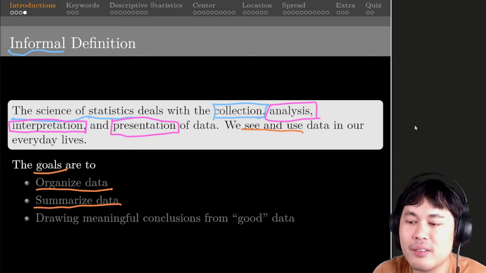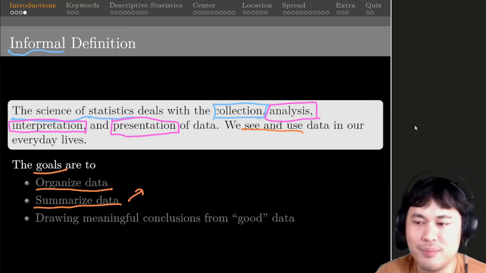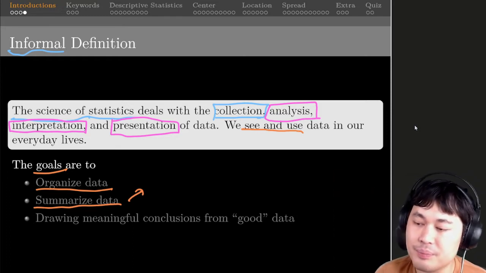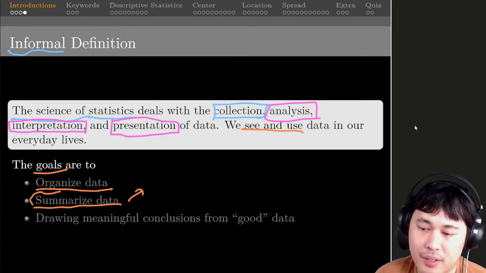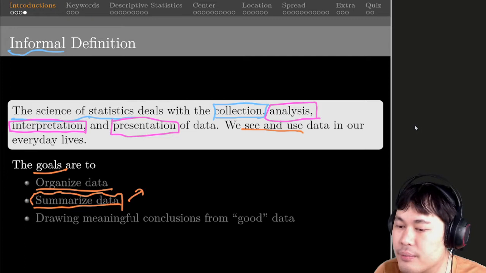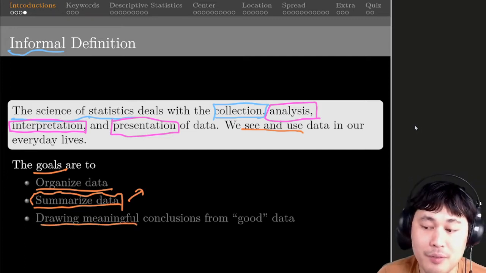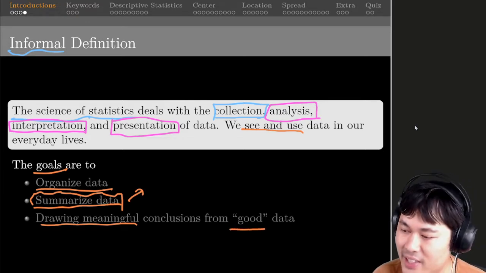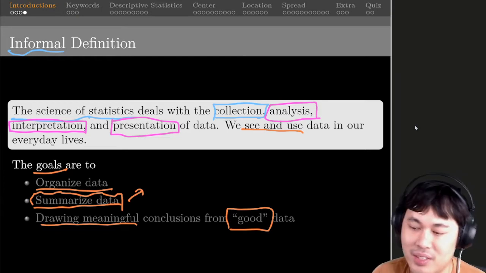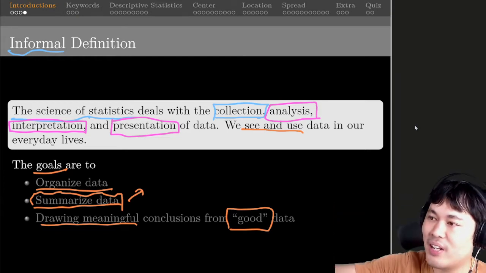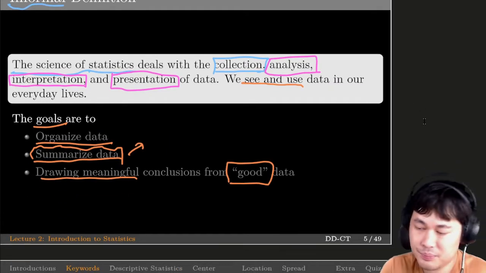1,000 rows in Excel. Maybe you only need to see 5 important parts. Summarize them into some nice format and only see a single page. And then the main goal is to draw some meaningful conclusion from "good" data. Notice the word good with the quotation marks. You don't go around looking at random numbers and draw some meaningful conclusion.